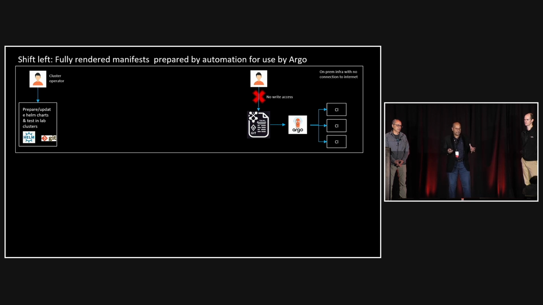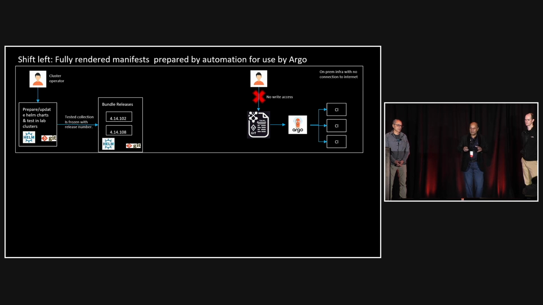As a cluster operator, they would develop new Helm charts, new features, or new operators, and those features get tested in a lab environment. The tested combination of all the Helm charts which make up the entire cluster is then frozen with a version number. Here you can see two version numbers, 102 and 108.